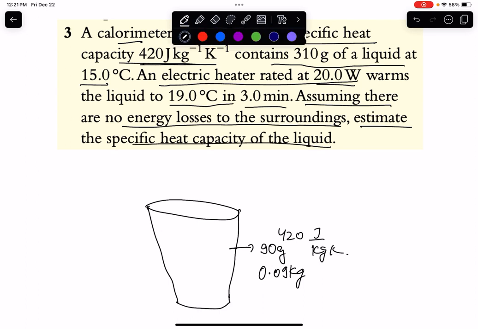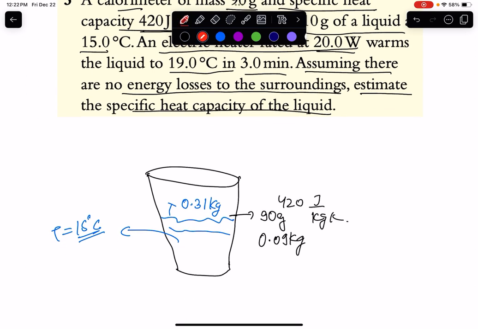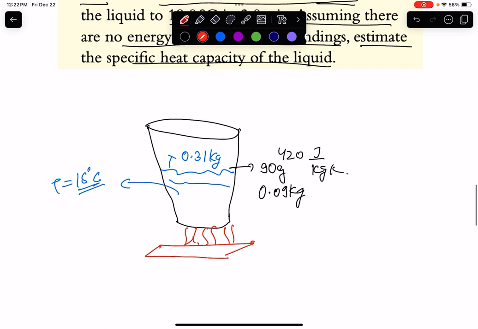And now in this case, we can see that it's containing a liquid, so 310 grams of a liquid. So we can say 310 grams is 0.31 kilograms of a liquid. And the temperature of this liquid is 15 degrees Celsius. All right, now after this, you've got this heat source. You can think of this coming from an electric heater. Okay, so this is the electric heater.